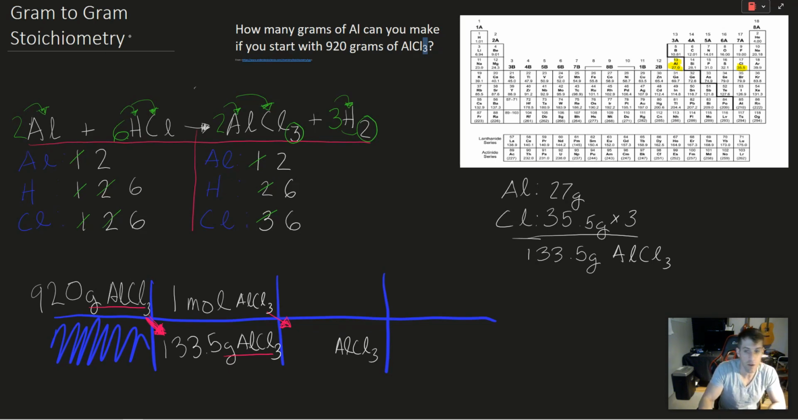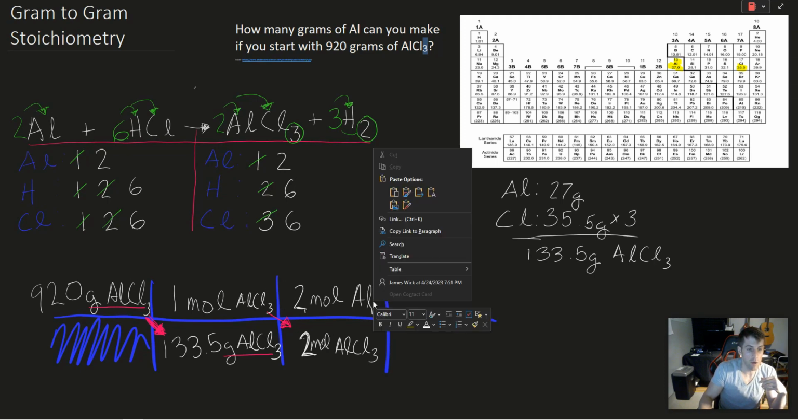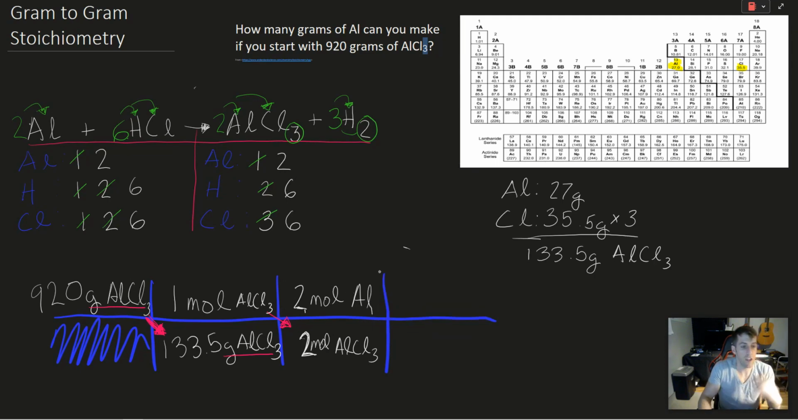If we look back up here, the reason I had to balance this formula prior to starting is that we needed to know how many moles were going to be in our ratio. Notice this coefficient of 2 is actually how many moles we have, so we're going to put that 2 here. And how many moles of aluminum do we have? We actually have 2 moles in this balanced equation, so we put 2 moles of aluminum over 2 moles of aluminum chloride.